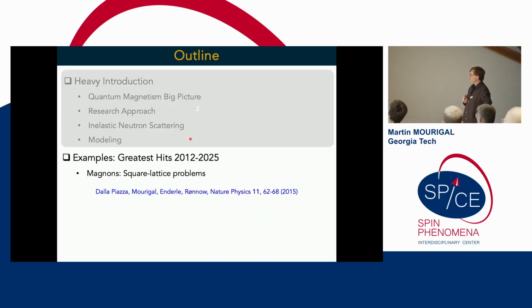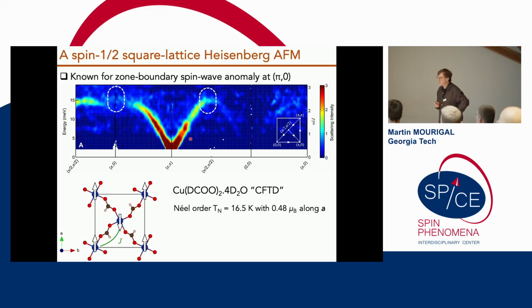So anyway, good. If there are no more questions about this, then I'll talk about square lattice problems for a little bit. The next thing you might want to do after having done the spin 1/2 chain is look at the spin 1/2 square lattice. There's a well-known material called CFTD. This is some kind of metal organic framework. You see the square lattice. It orders at a temperature of 16 Kelvin in a Néel state. And the moments, which is important for this discussion, point along the a direction. The square lattice is the ab plane, and the moments point along the a direction here.